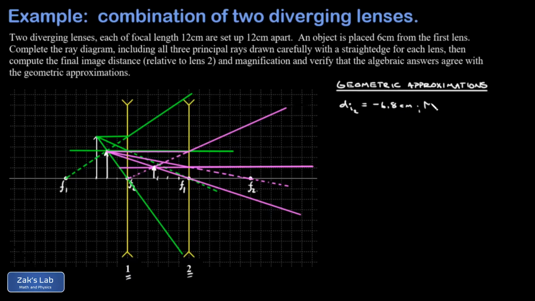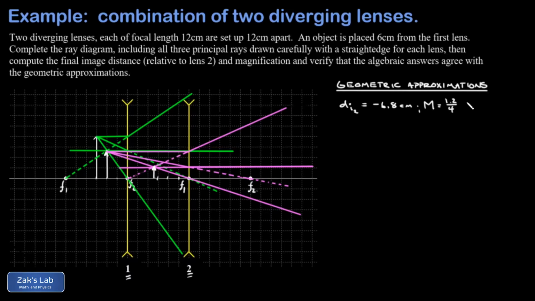Then my total magnification, I like to use a capital M for that. You would find that by taking the final height of this second image and dividing by the original height. So the original object had a height of 4 spaces on this grid. The final image is slightly over 1 space. So I could call that about 1.2 spaces for the final image.